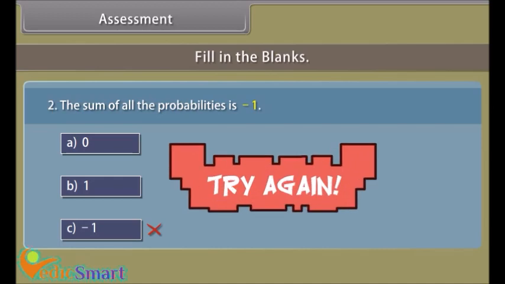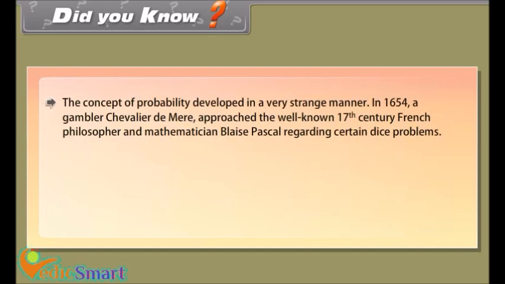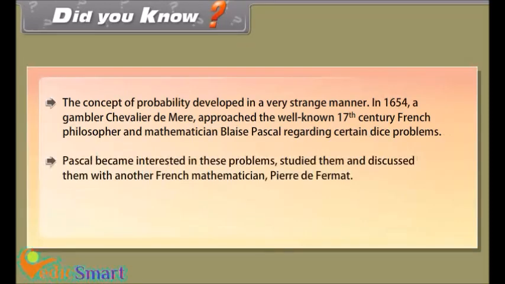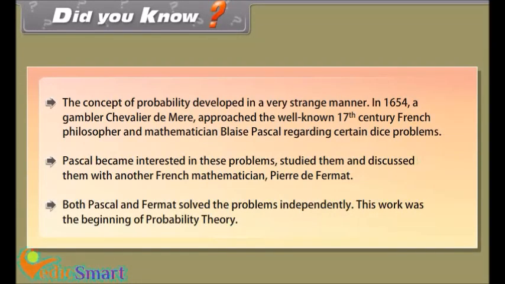Try again. Did you know? The concept of probability developed in a very strange manner. In 1654, a gambler, Chevalier de Mere, approached the well-known 17th century French philosopher and mathematician Blaise Pascal regarding certain dice problems. Pascal became interested in these problems, studied them, and discussed them with another French mathematician, Pierre de Fermat. Both Pascal and Fermat solved the problems independently. This work was the beginning of probability theory.